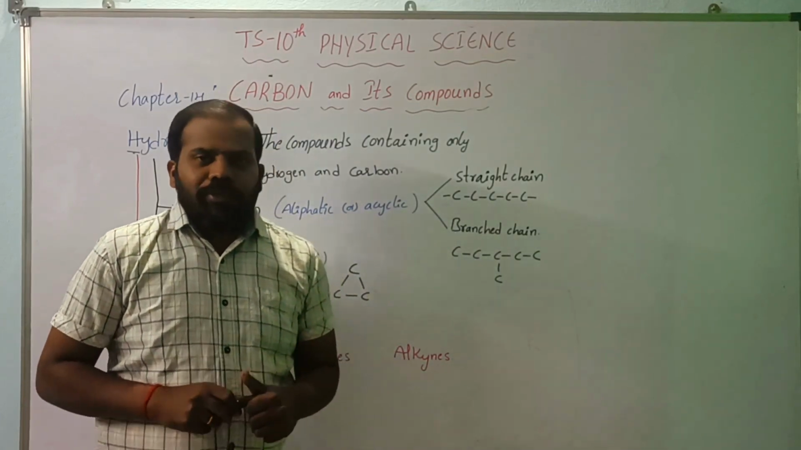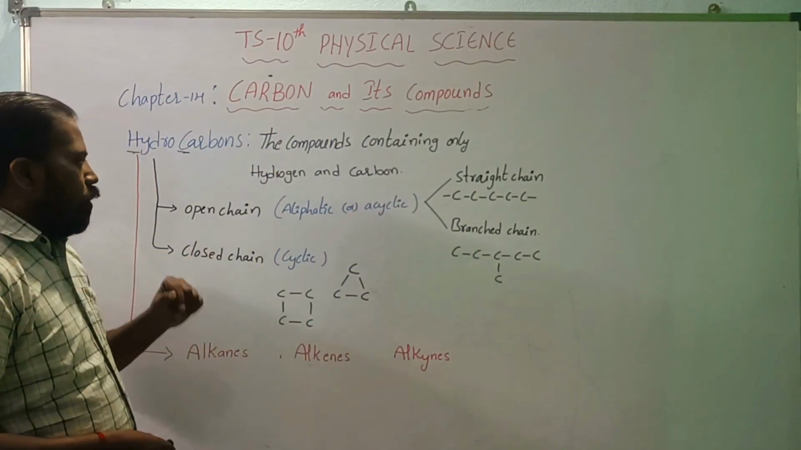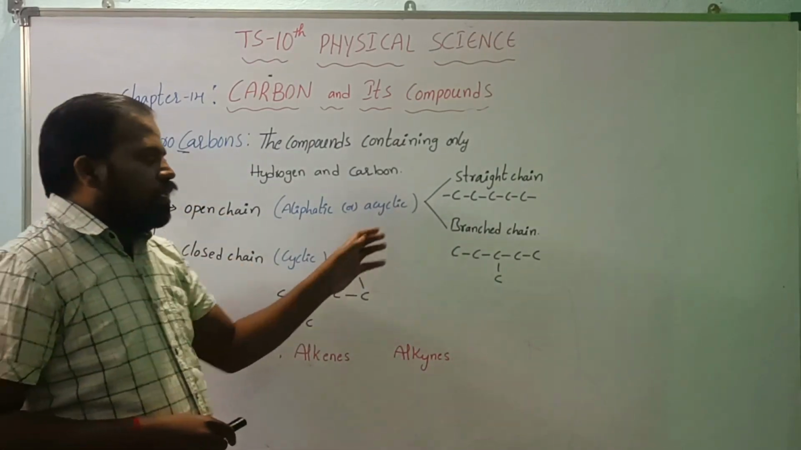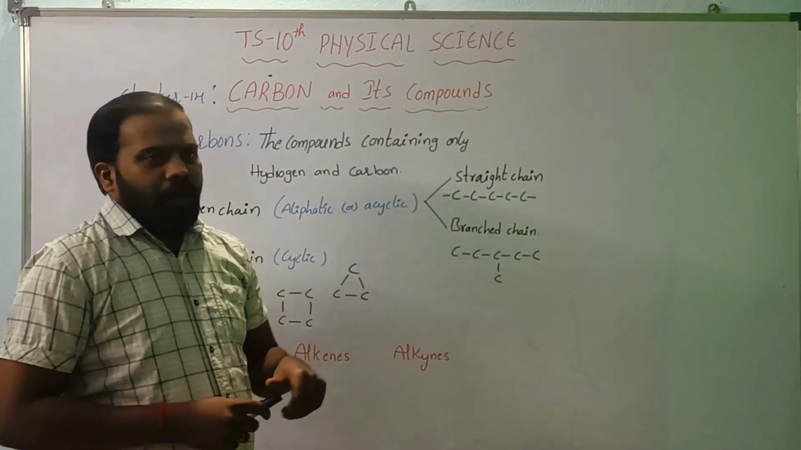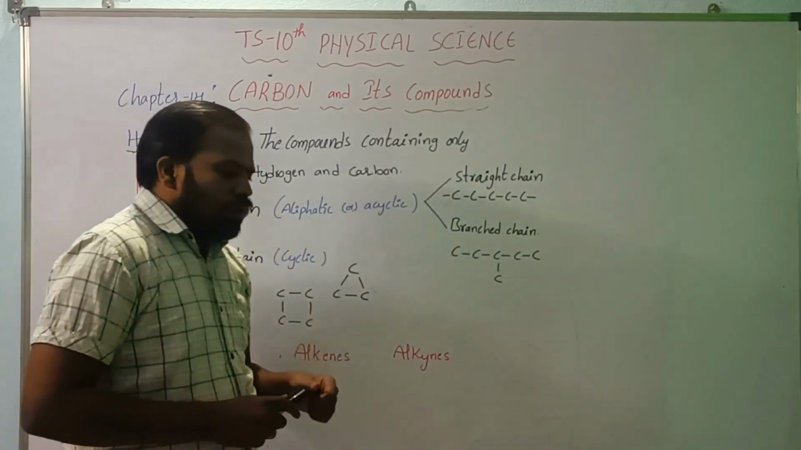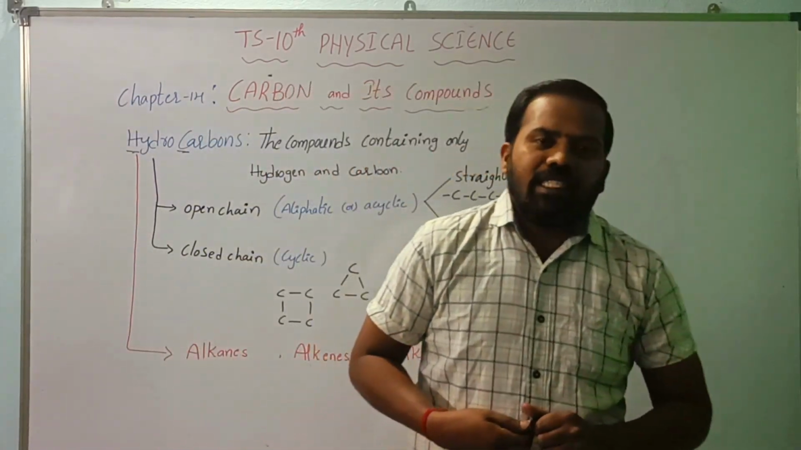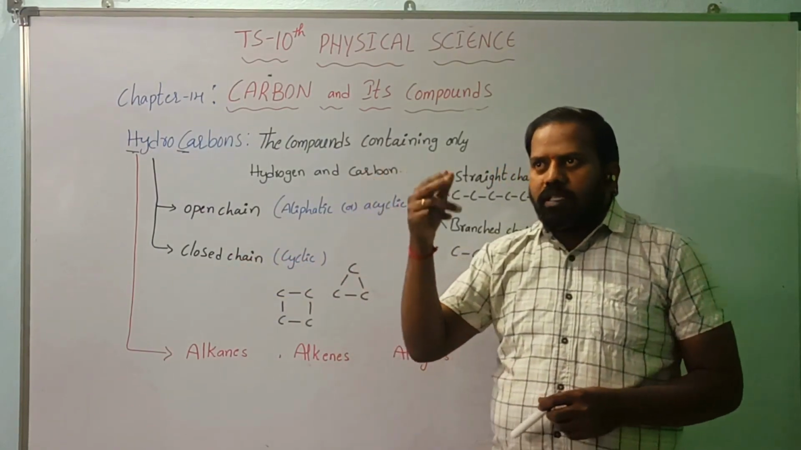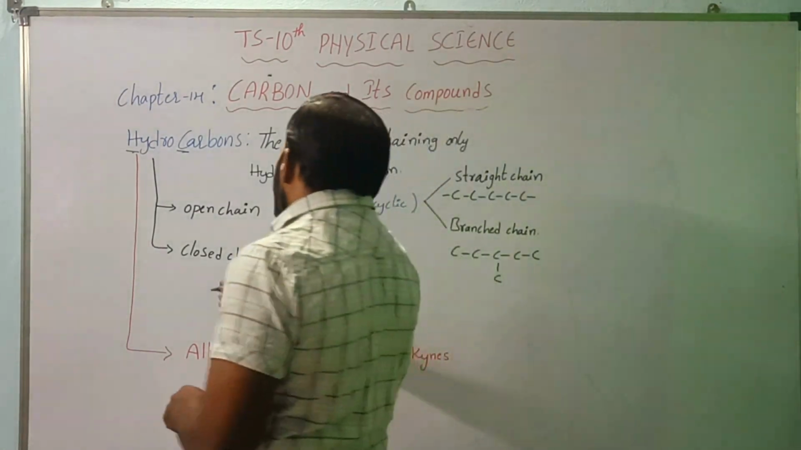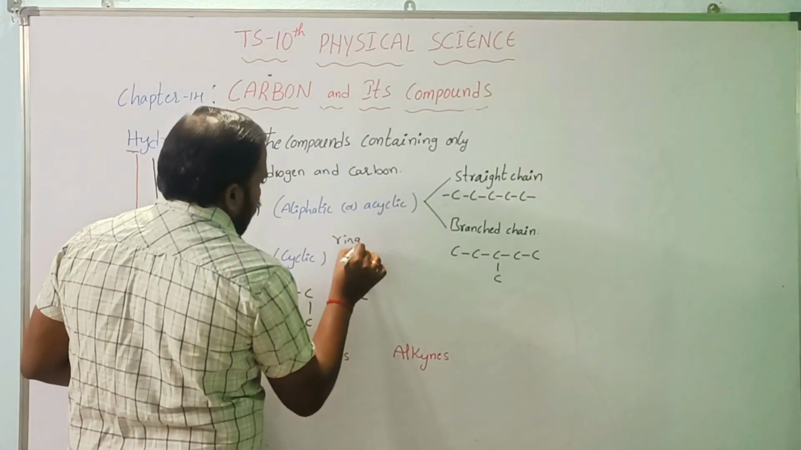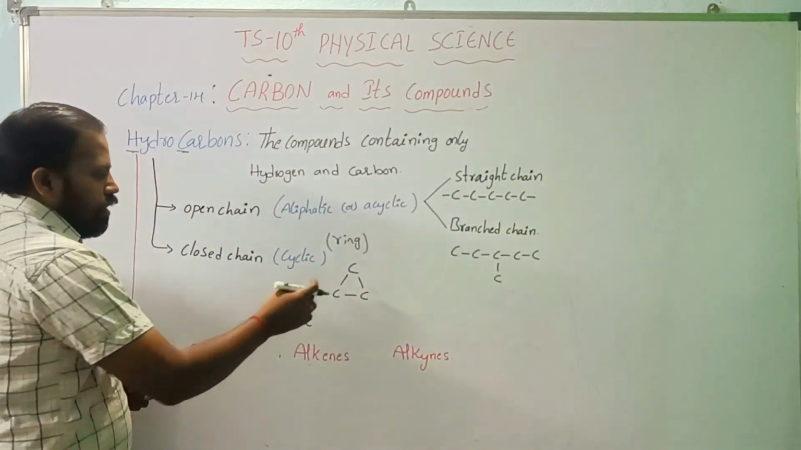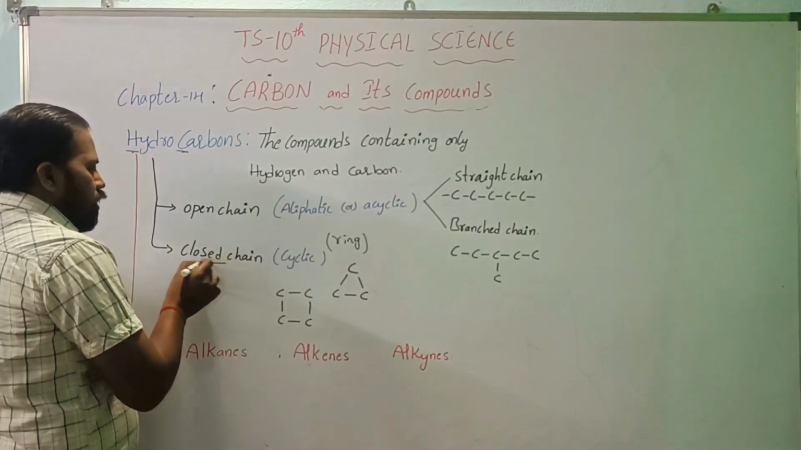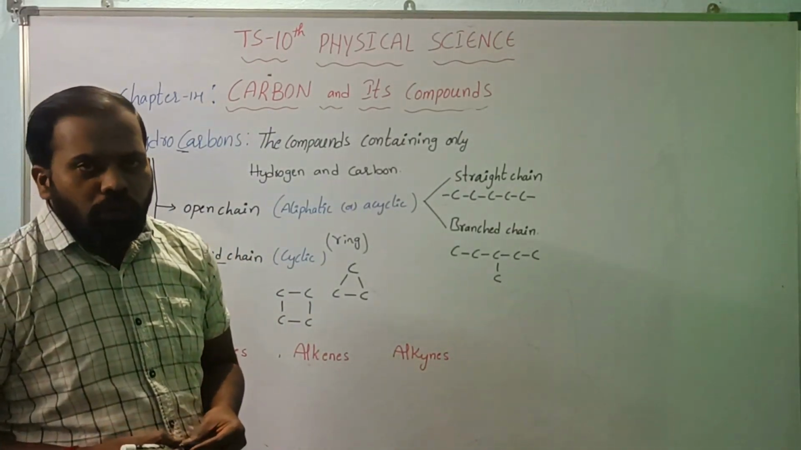This can be further classified into two types: open chain hydrocarbons and closed chain hydrocarbons. Open chain means it is a straight chain or branched chain. These are also called aliphatic or acyclic hydrocarbons. The next one is closed chain, which means it is in the form of a ring. See the example: these three carbons are in the form of a ring, a closed chain hydrocarbon.